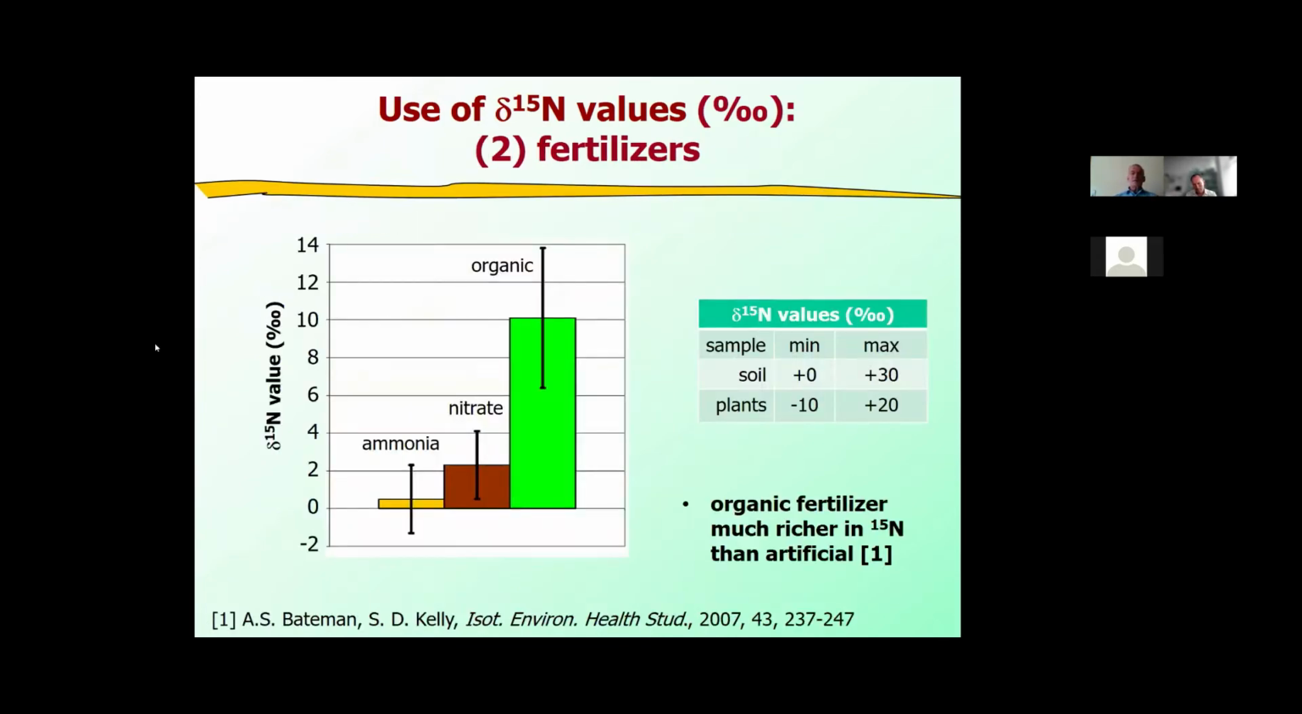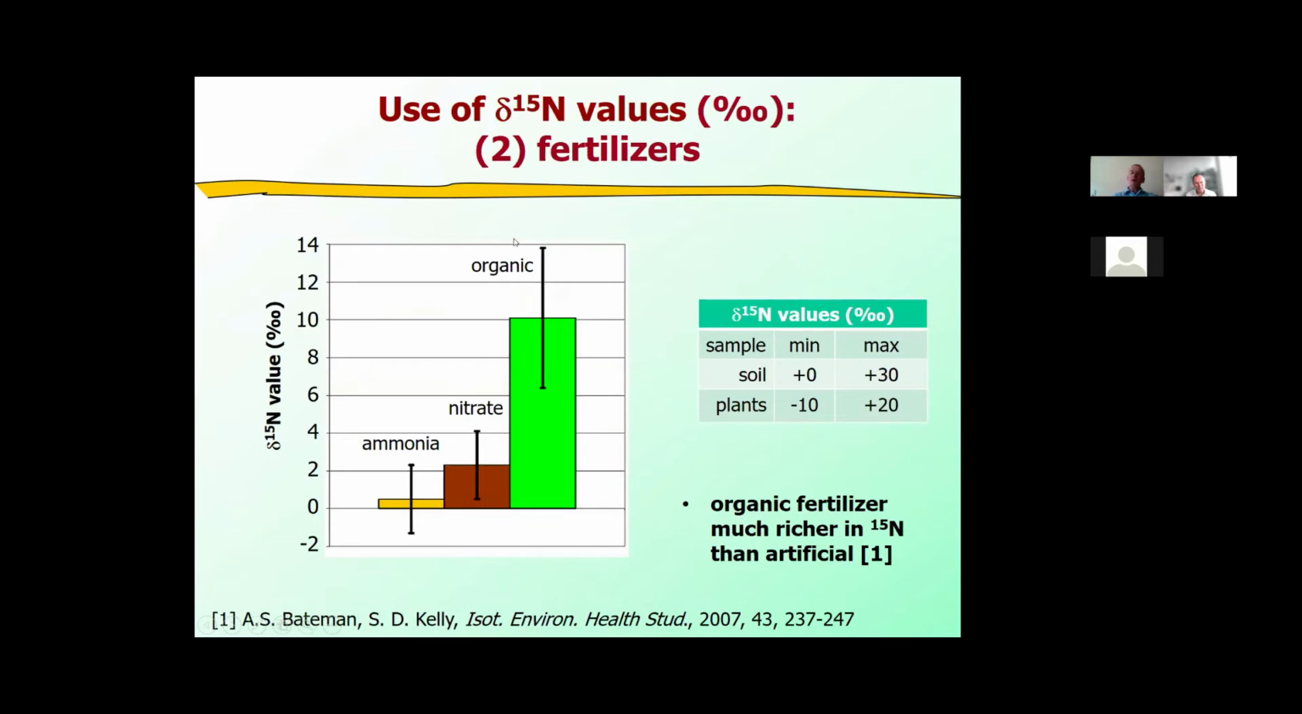And the second point is the fertilizers. Fertilizers are different. So the artificial ones are rather low in 15N, while the organic ones are at levels of +7 and even higher.